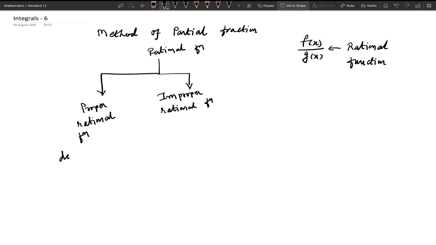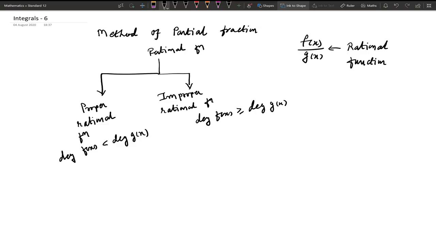So if degree of f of x is strictly less than degree of g of x, then it is known as proper rational function. Degree means power. Power of numerator is strictly less than power of denominator. But if degree of f of x is greater than or equal to degree of g of x, then it is known as improper rational function.